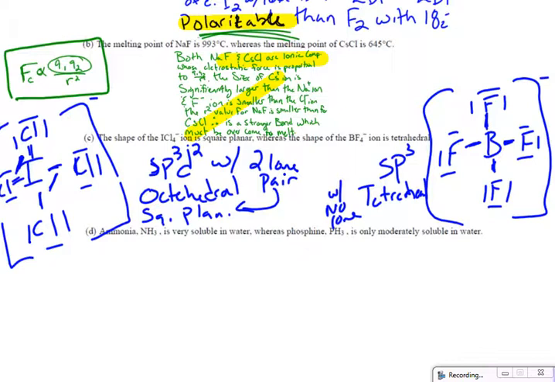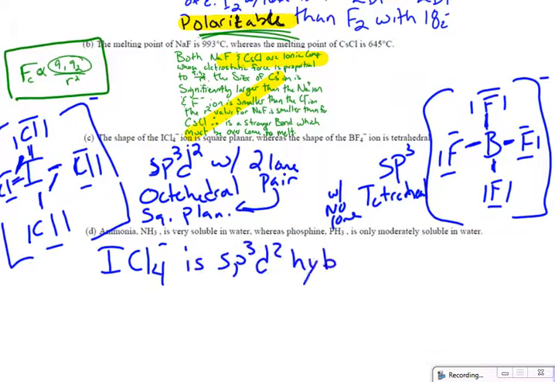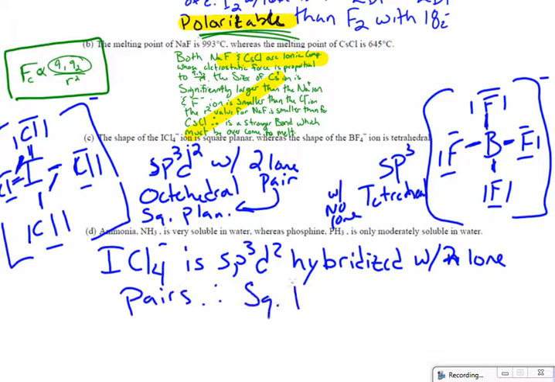So now I just need to tell my grader this. Iodine tetrachloride is sp3d2 hybridized with 2 lone pairs. Therefore, it is square planar.